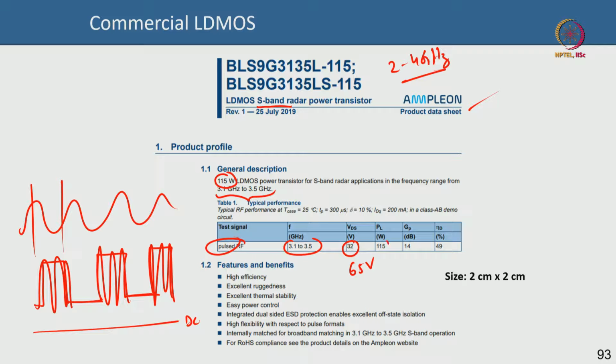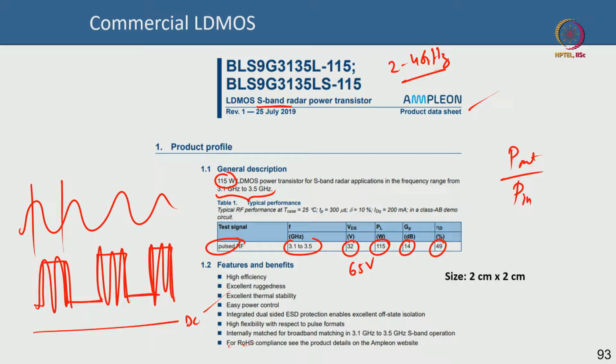You are getting 115 watts at a gain of 14 dB, very good, and a drain efficiency of 49%, which means the output RF power by input RF power is 49%. This is drain efficiency. And of course, it also lists what kind of ruggedness and other things are there.